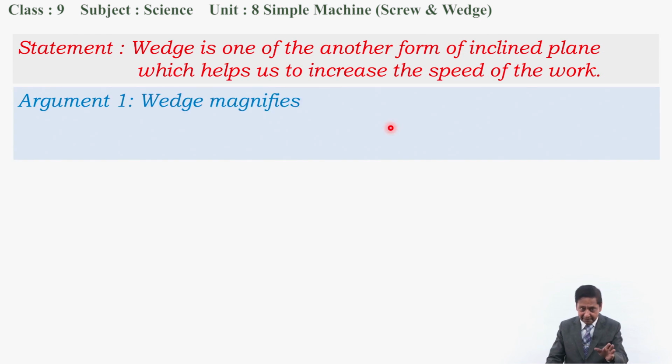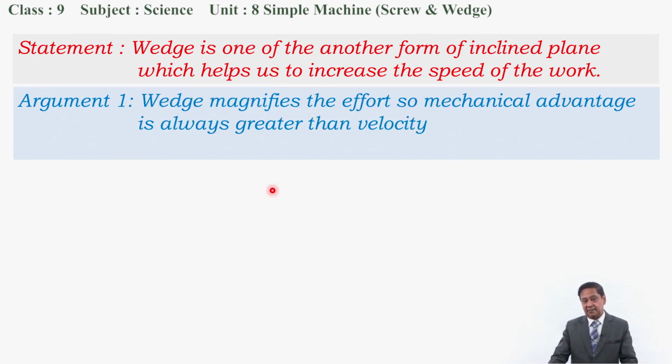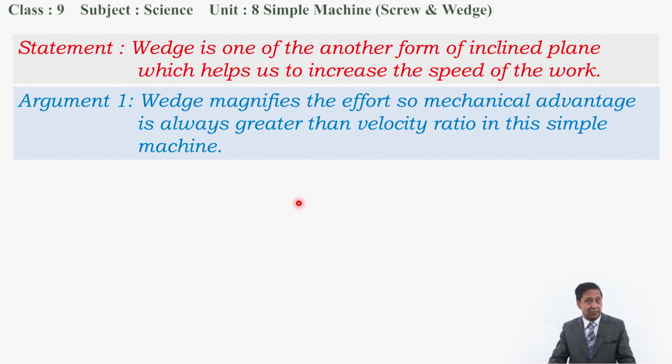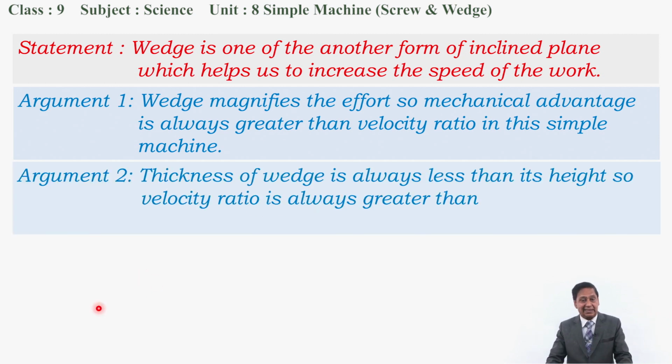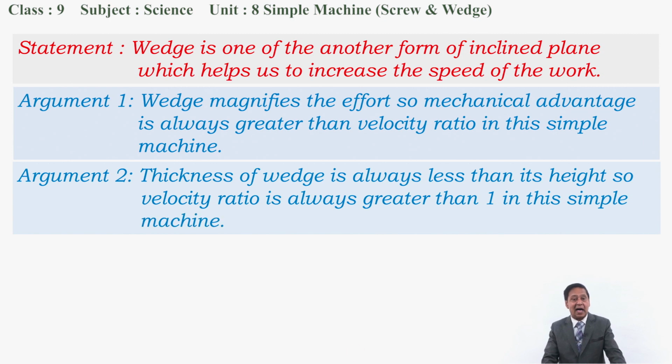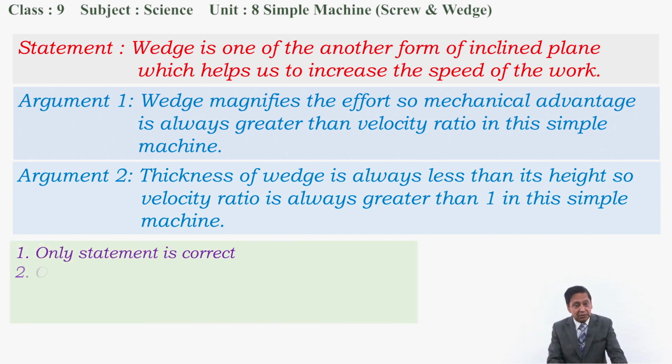Keep on thinking. Argument 1: wedge magnifies the effort, so mechanical advantage is always greater than velocity ratio in this simple machine. Is it correct? Now another argument: thickness of the wedge is always less than its height, so velocity ratio is always greater than 1 in this simple machine. Looking at all these, you have to select one of the four options.